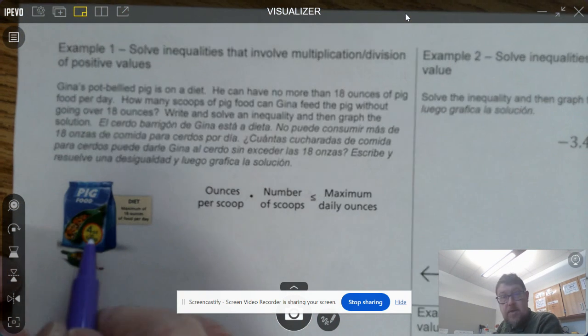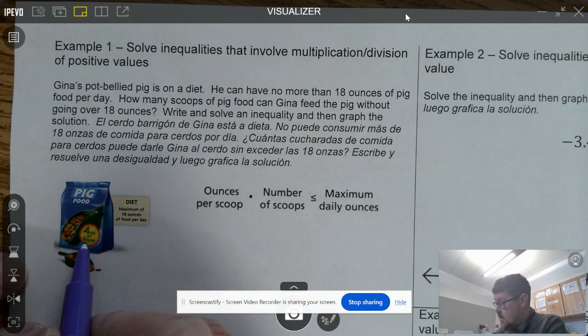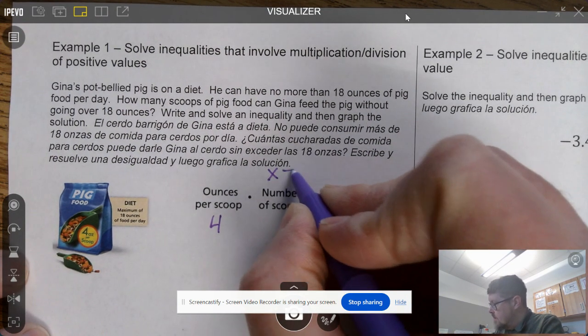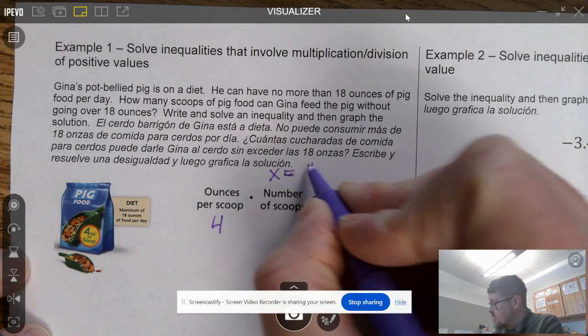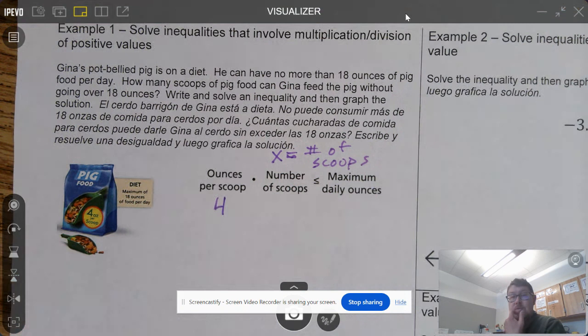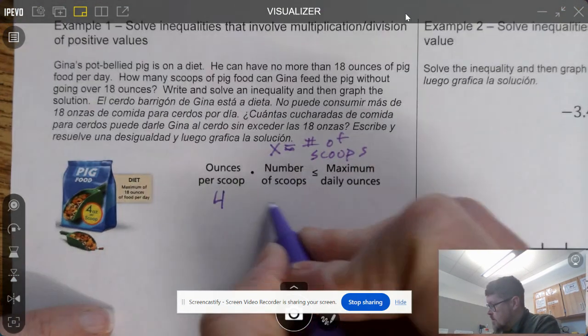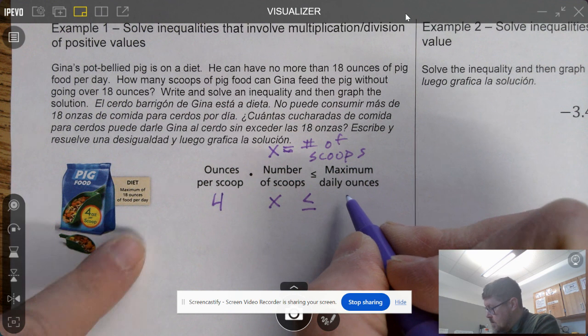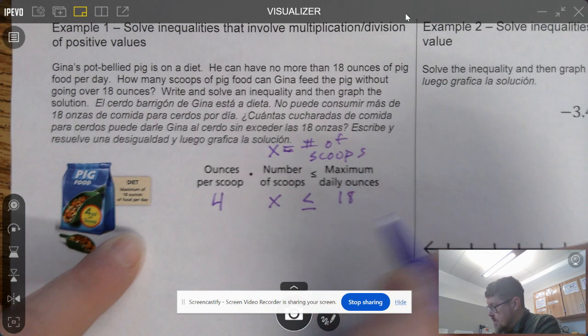So we've got 4 ounces per scoop based on just the picture right here. And in the book, it said to use S as your number of scoops, like how you define your variable. But I hate using S as a variable because my S's look like 5s and it confuses people. So I pretty much always just use X. So I've got 4X is less than or equal to the maximum daily ounces, which is 18. Okay, so that's our inequality right there.